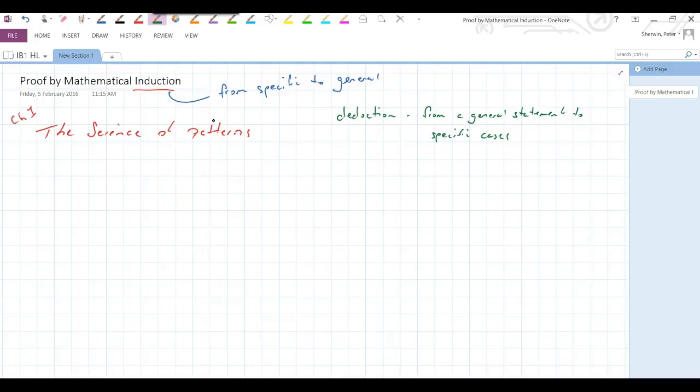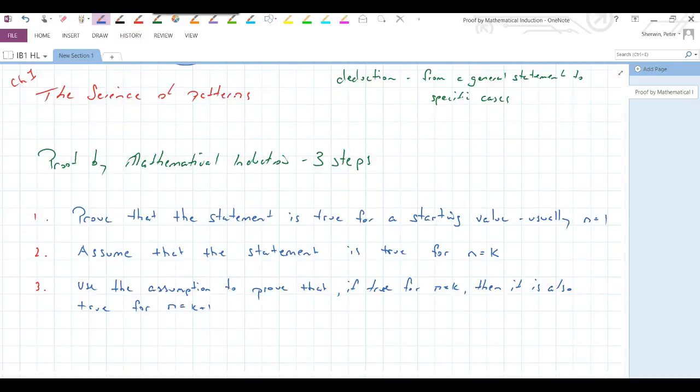Okay, so what we're going to do firstly is do a few examples just to see how this works. Actually, initially we're going to go through the 3 steps. I'll just pause the video while I set up a few notes. Okay, so I've written out the 3 steps that you need to go through to complete this proof by mathematical induction. Whenever you're asked to use this method, these are the 3 steps.